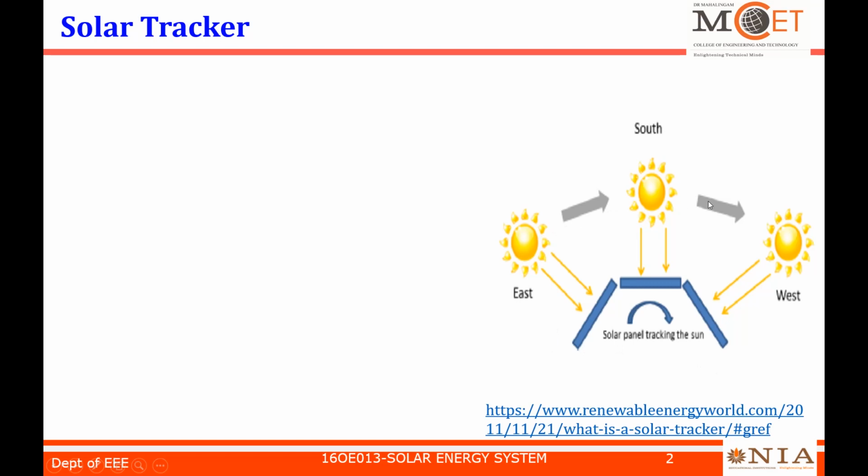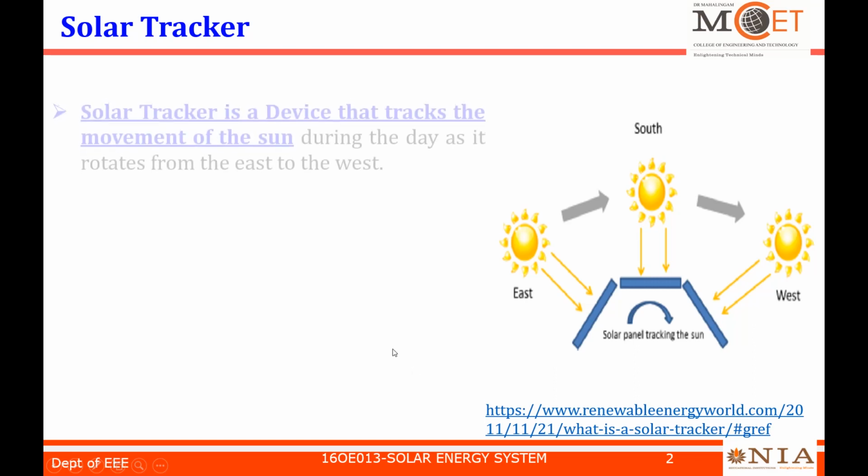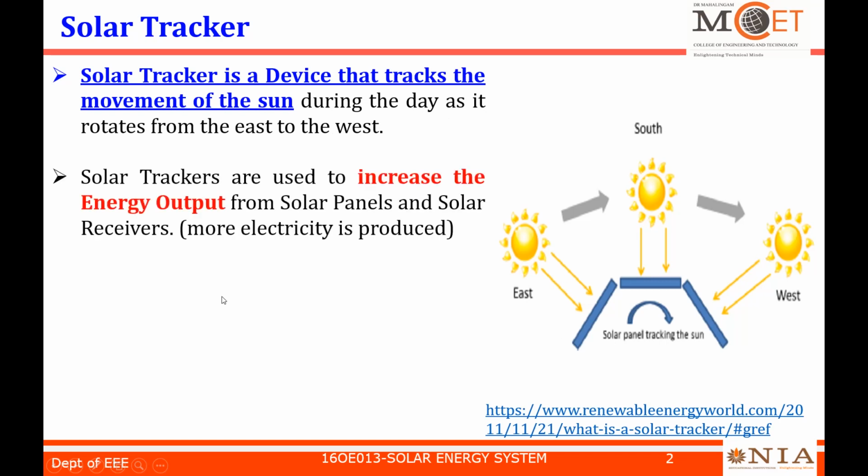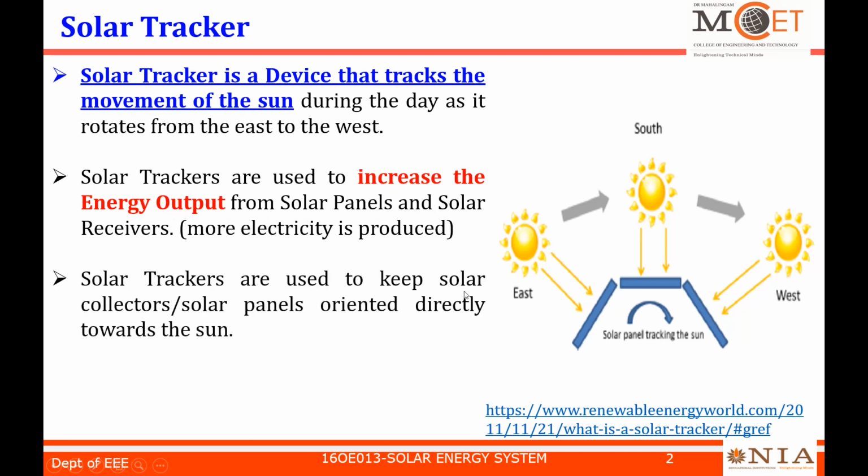Based on the movement of the sun, the solar panel will also be moving by means of some mechanism. The solar tracker is a device that tracks the movement of the sun during the day as it rotates from east to west. Solar trackers are used to increase the energy output from the solar panel and solar receiver. More electricity is produced. Solar trackers are used to keep the solar collector and solar panel oriented directly towards the sun.